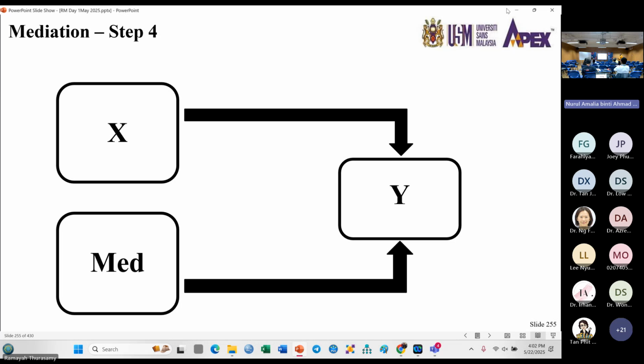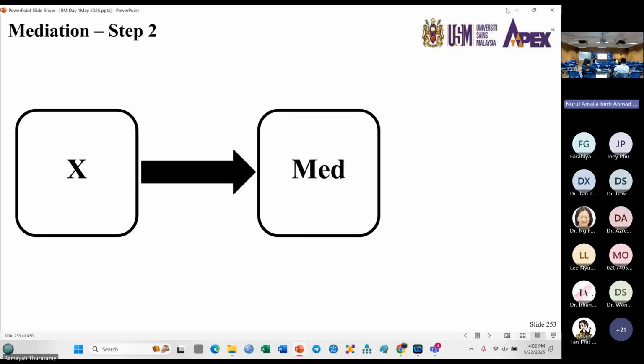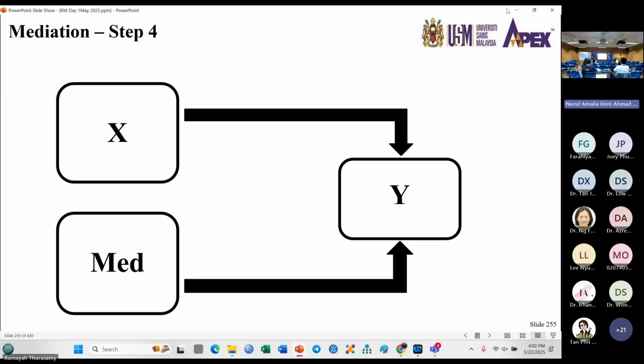Okay, the problem with this is we are not testing the model together. When we draw the model, how many models do we have? 4 models, right? But when we draw the model, we have only 1 model. But when we test, we are testing 4 different models. So when you run multiple times, you have a problem called type 1 error. You will find some mediation when there's no mediation. This method is no longer acceptable. You should not be doing this method.